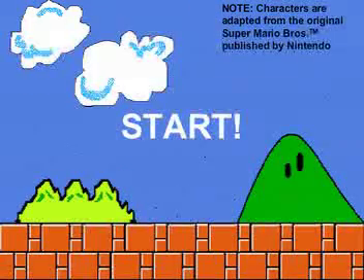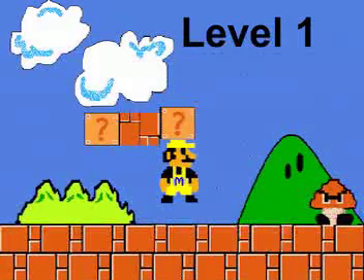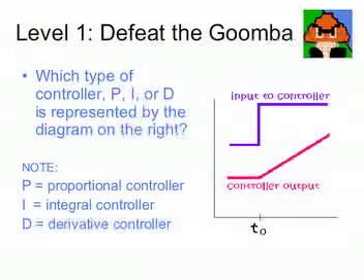Interested, you decide to hit start. Level 1. Defeat the Goomba. Which type of controller, P, I, or D, is represented by the diagram on the right? You think to yourself, wow, I don't remember Super Mario Brothers being like this. But with my knowledge of 466, I can definitely answer this question. It's obviously an integral controller because it takes time to reach steady state.